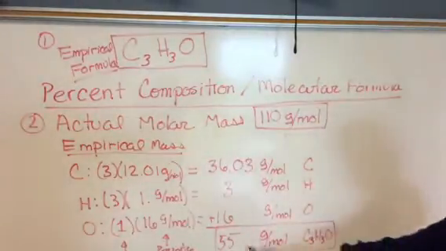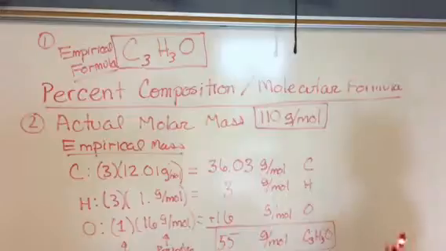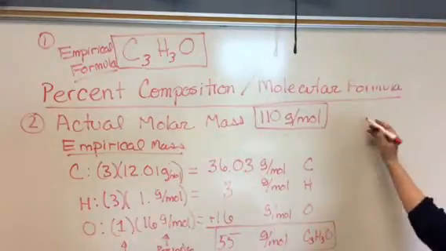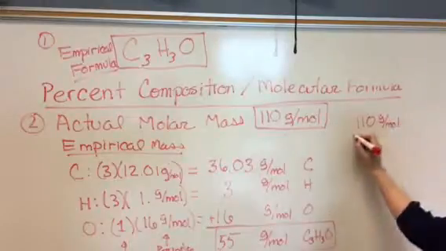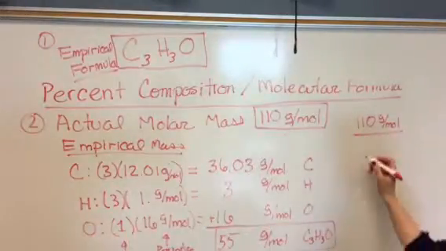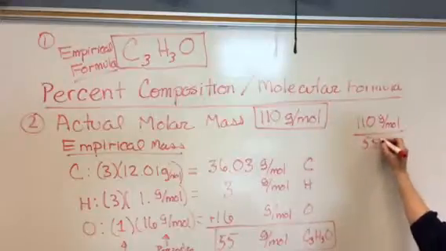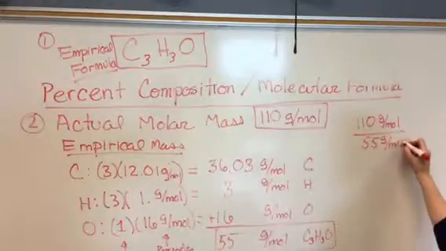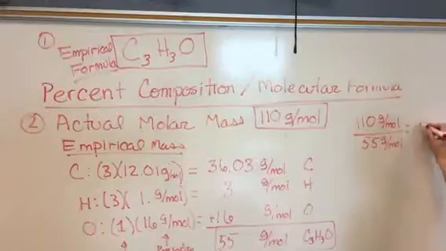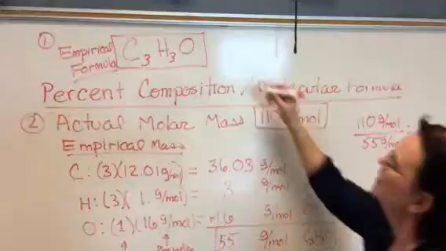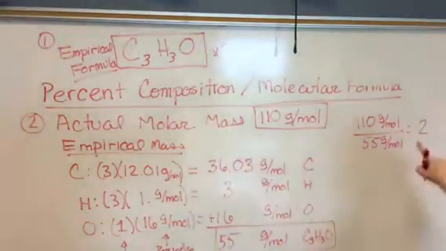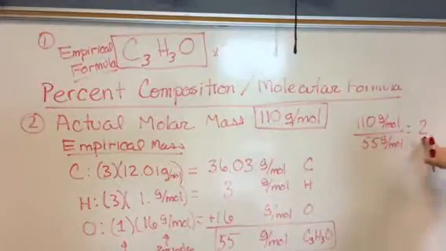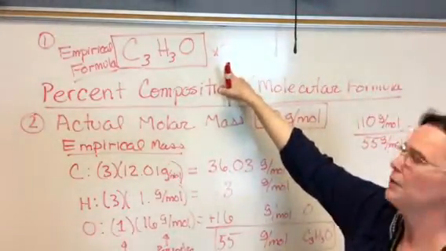All right, now notice the empirical mass and the molar mass are different. So what we do is we take our molar mass of 110 grams per mole, and divide that by the empirical mass, which is 55 grams per mole. And when we do that, we get this factor of 2. We're going to use that factor now, and multiply our empirical formula by our factor. We calculated 2, so we're going to multiply everything by 2.